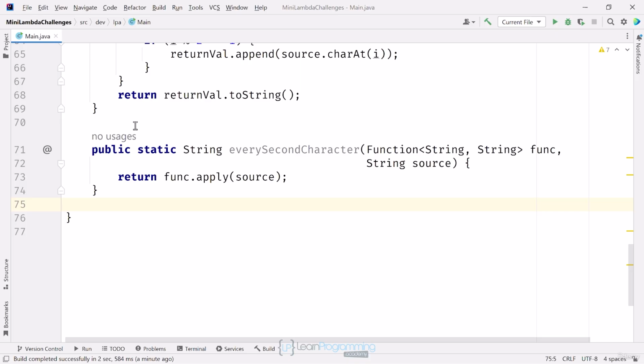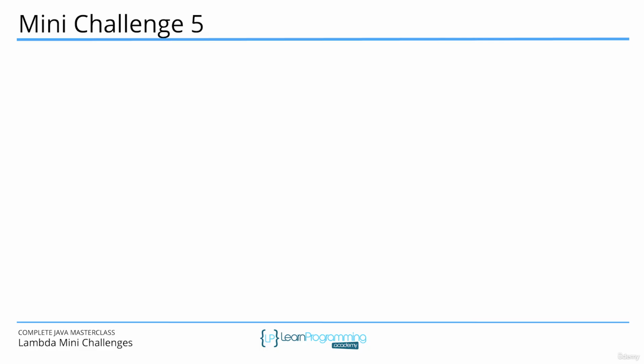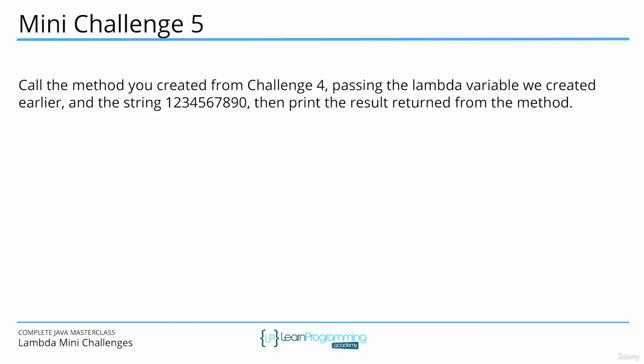Alright, so that's challenge 4 completed. This is mini challenge 5. Call the method you created from challenge 4, passing the lambda variable we created earlier, and the string 1, 2, 3, 4, 5, 6, 7, 8, 9, 0, then print the result returned from the method. Okay, go ahead and try that out, and I'll see you when you get back. Pause the video now.